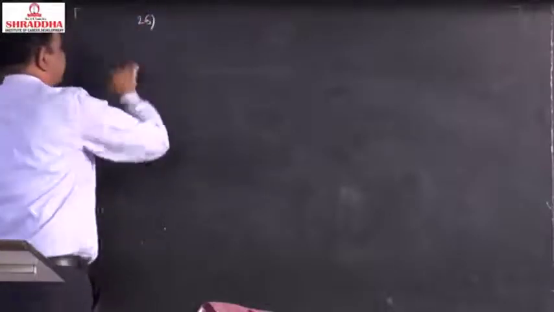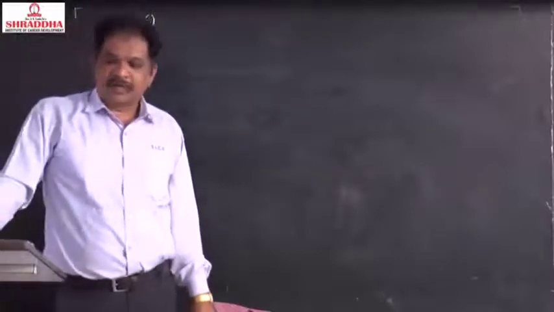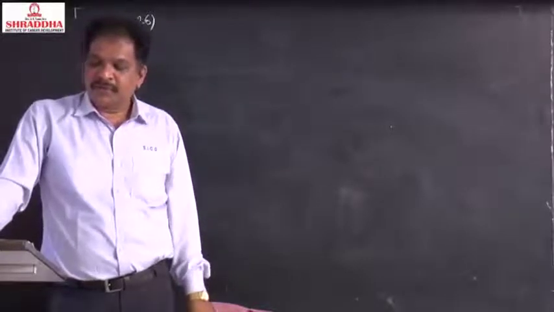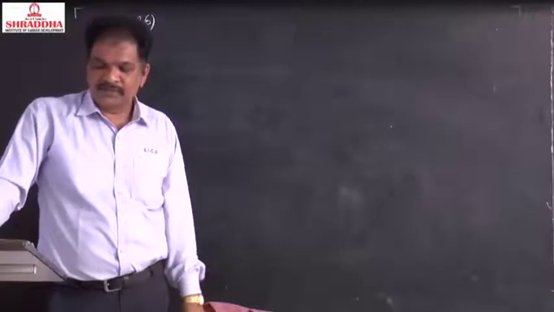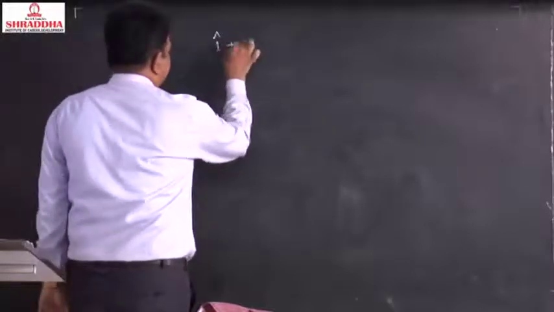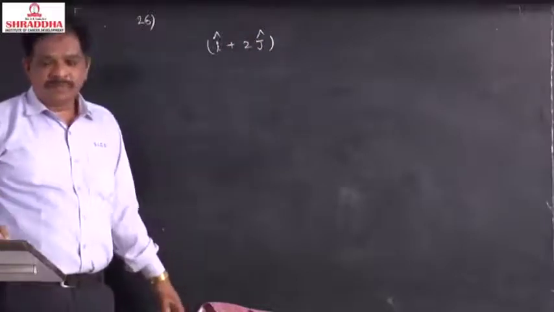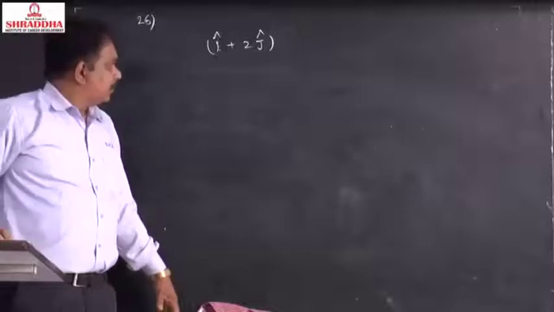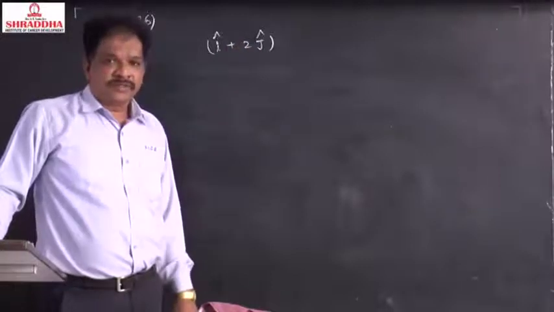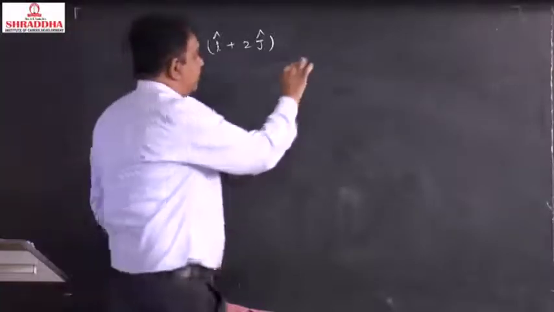Question number 26 you see. What they are asking, question number 26. A vector perpendicular to the vector i cap plus 2j cap and having the magnitude 3 root 5 units is, okay, one vector is there, it is i cap plus 2j cap, that is one vector. One more vector is perpendicular to this and that vector's magnitude is 3 root 5.